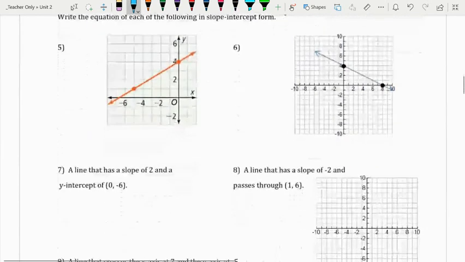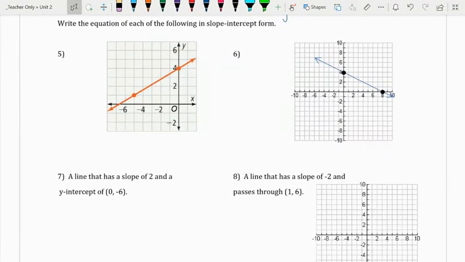All right, then this part we're going to actually write an equation. So I encourage you to pause and try to do it on your own first, and then listen to my explanation.